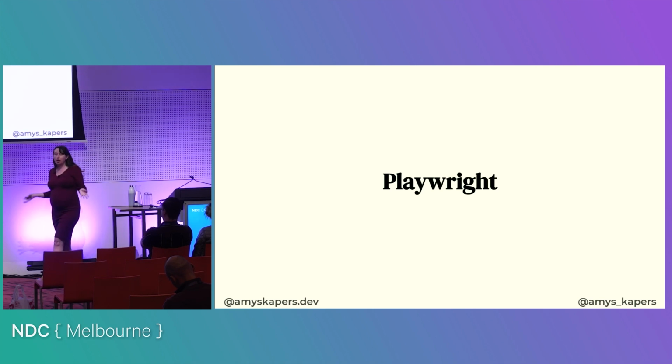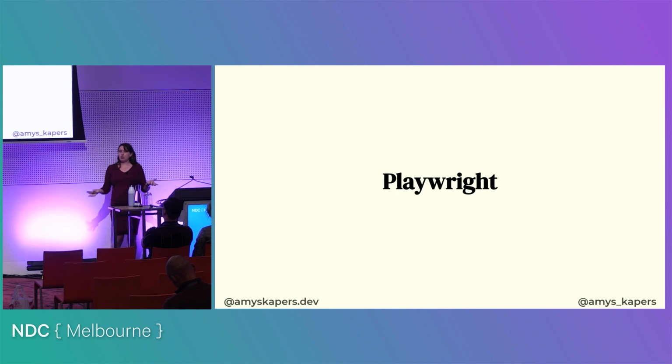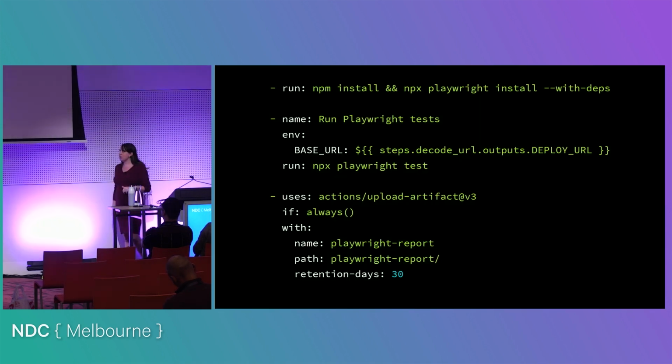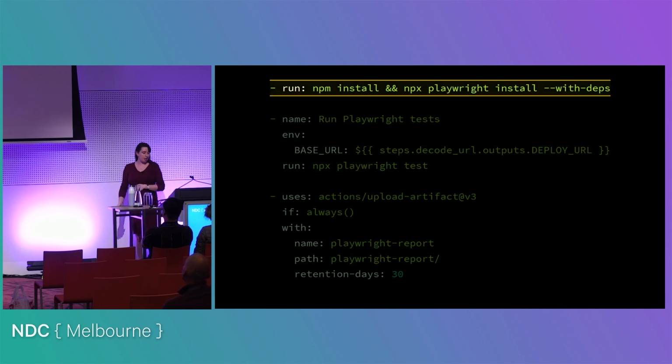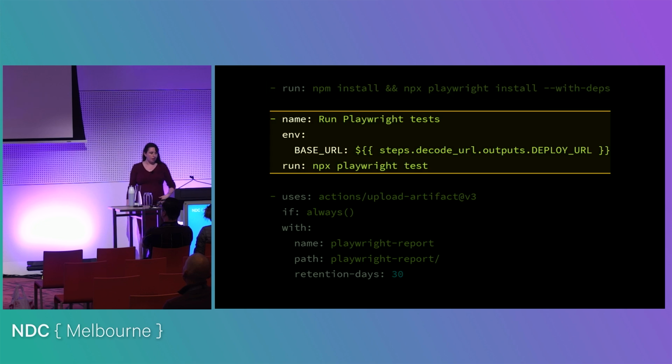Next, I want to go through and run some Playwright tests, because I actually really enjoy using Playwright for testing. I found it was a really great tool and really easy to use, and it's relatively easy to integrate with GitHub Actions as well. So I'm going to use Playwright to run some UI tests. First thing we need to do is install the packages for Playwright. Playwright doesn't have a GitHub Actions package. I can just go through and install it in the command line. Then I want to go through and run my Playwright tests.